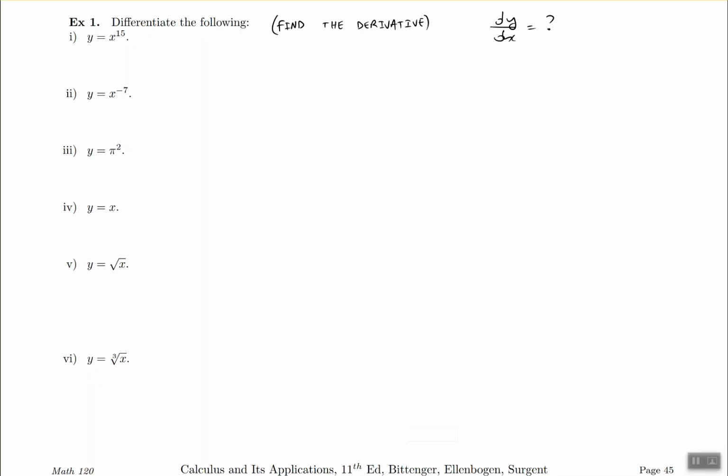So sometimes you'll see differentiate the following. Sometimes you'll hear the words find the derivative. Sometimes you will see just dy over dx equal to what? That all means they want the derivative.